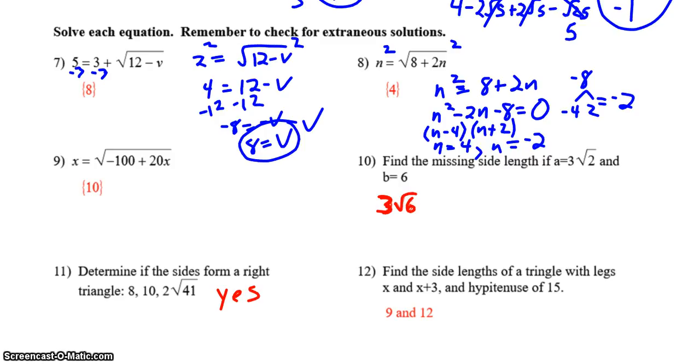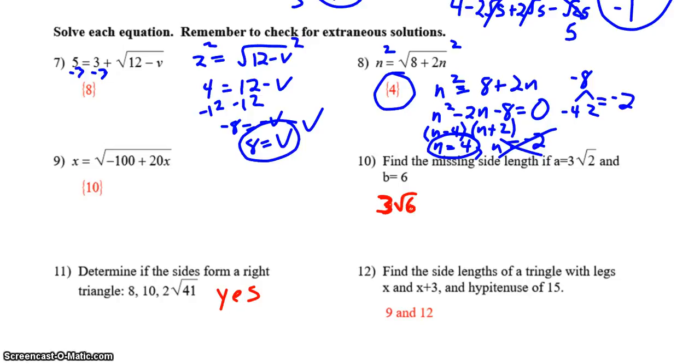But if I plug in 4, square root of 16 does equal 4, so that works. If I plug in negative 2, 8 plus 2 times negative 2, the square root of 4. Square root of 4 is 2, not negative 2. So that answer is out. And the only answer I have is 4. So that's the only one you would write as your final answer there.